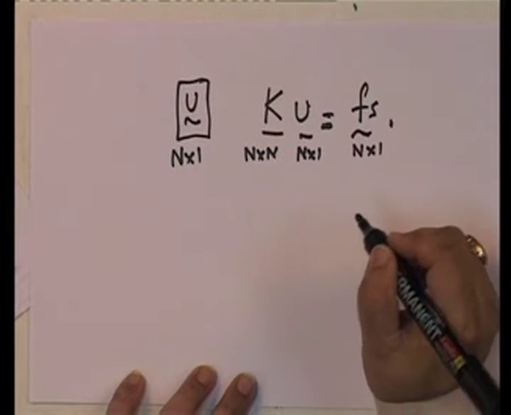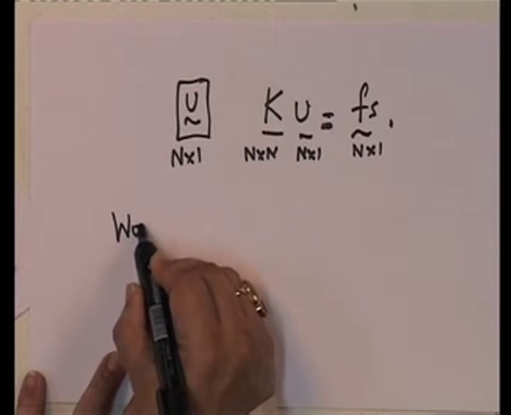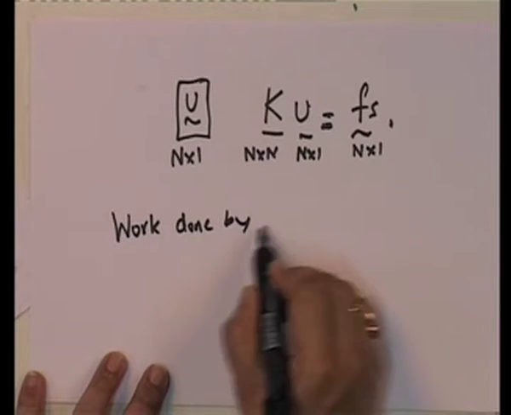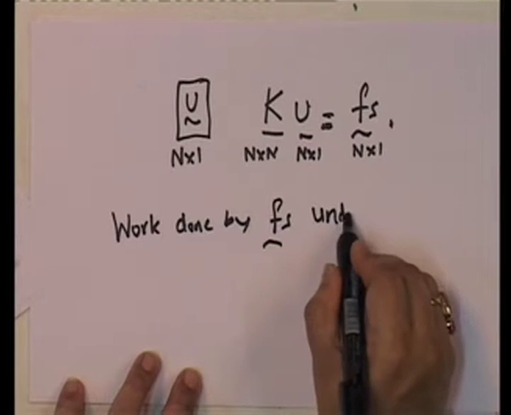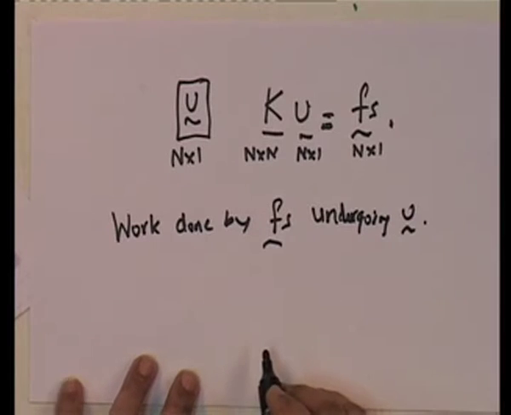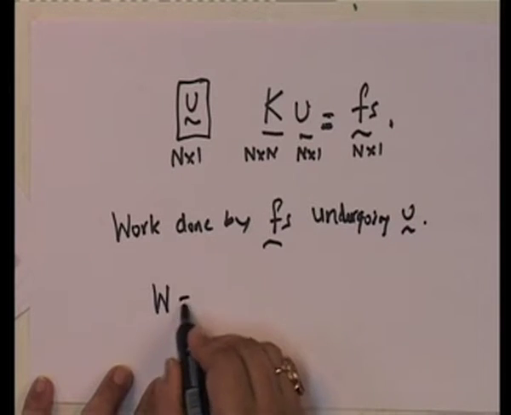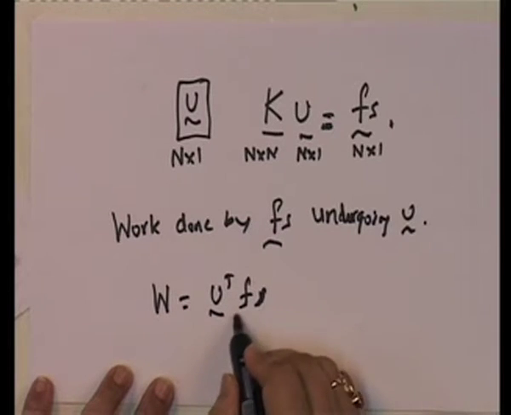Now, I want to find out the work done by F s undergoing V. Now, work done is a scalar. How do I find this? W is equal to V transpose F s.